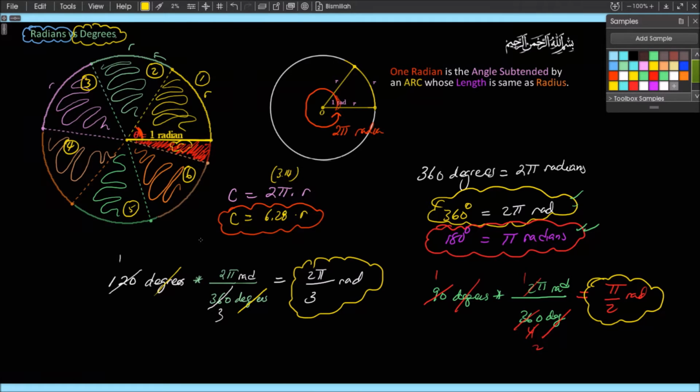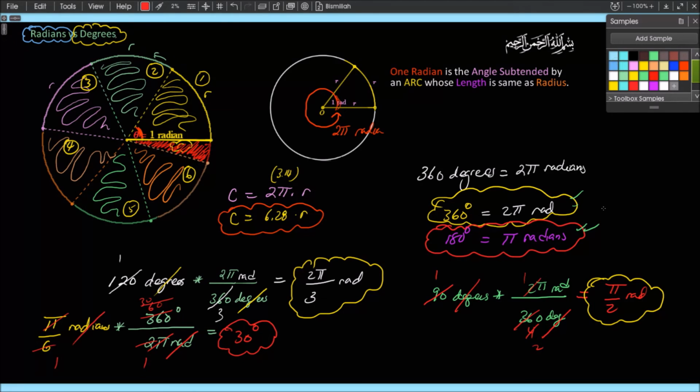Now you can go backwards too, okay? How about pi over 6 radians? How many degrees is that? Well, you still have to use the conversion factor. 2 pi radians is 360 degrees, right? So the radians cancel, and then the pi's cancel. 6 goes into 360, 60, and 2 goes into 60, that's 30. So this would be 30 degrees. So pi over 6 radians is 30 degrees.